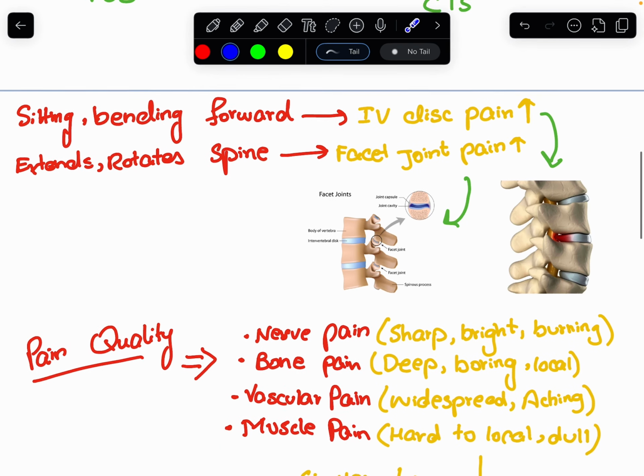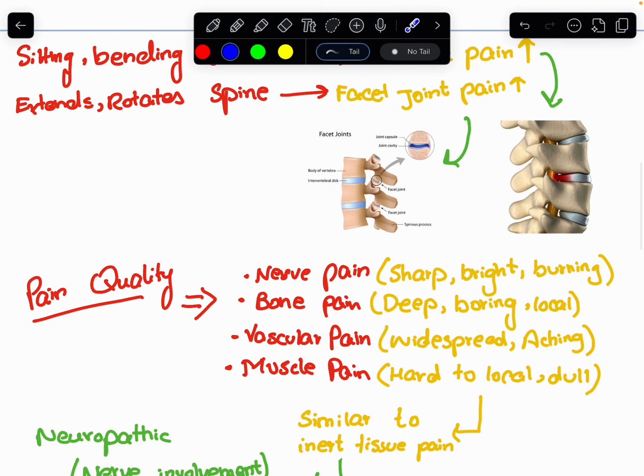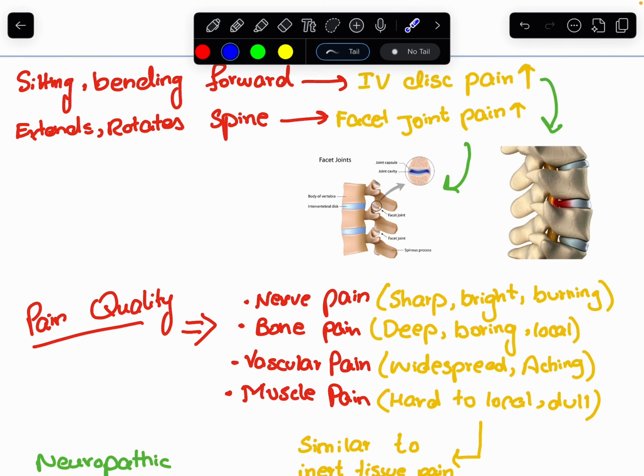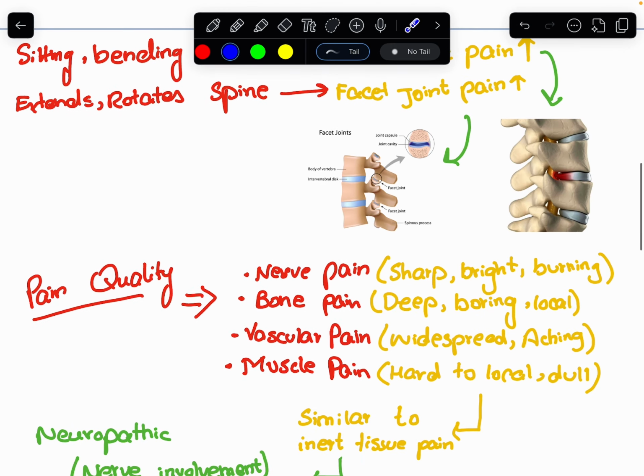Further on, moving on, we are going to see the pain quality. Now we have understood the type of pain, when does it happen, how does it happen, and now let's see the quality of the pain. What kind of pain is it? Is it sharp? Is it bright? Is it simple? Is it boring? Is it dull? That is going to tell you a lot of things.